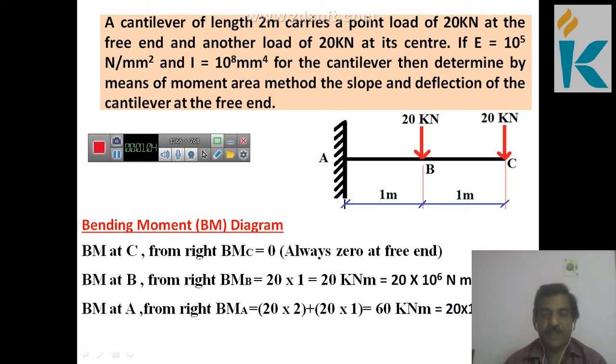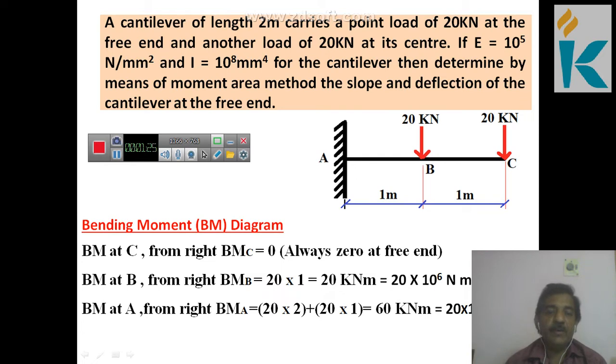So first you construct the diagram for the given data. Now you have seen this diagram. This is the solution for that given statement. So you have 2 point loads. One is 20 at the center and another one is 20 at the free end. The total distance of the beam is 2 meter. So you have to give equal spacing, 1 meter and 1 meter.